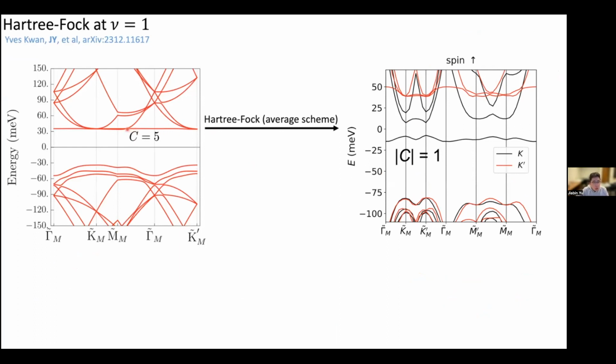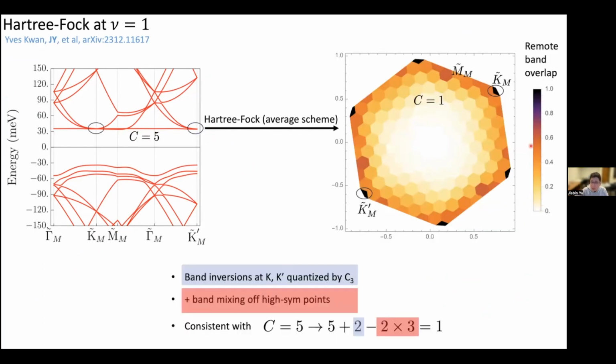So it does open the gap of the single particle band and give us a Chern 1 band. More specifically, the gap closing and reopening happens mainly at K and K prime of the Moiré Brillouin zone, and also at generic points. Here I show the probability, the overlap of the lowest Hartree-Fock bands, the Chern 1 bands, with the single particle remote bands.